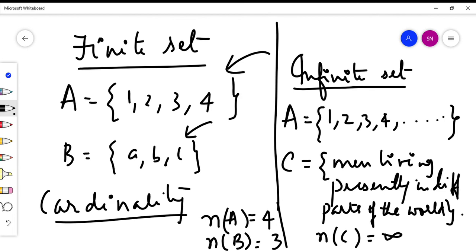Okay, infinite set I have explained in detail. If you want, you can please pause the video, resume the video wherever required to get your concepts cleared.